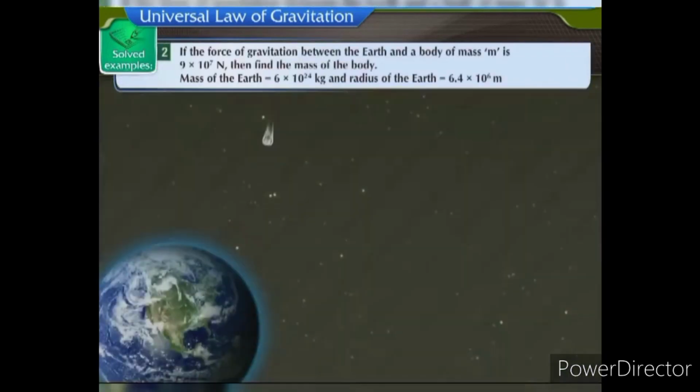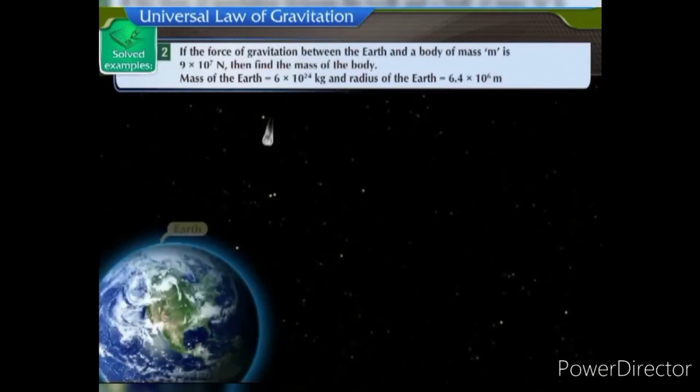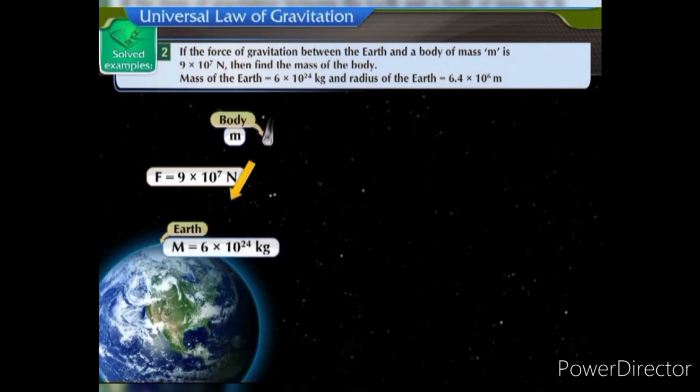2. If the force of gravitation between the earth and a body of mass m is 9 into 10 raised to 7 Newton, then find the mass of the body. Mass of the earth is equal to 6 into 10 raised to 24 kilogram and the radius of the earth is equal to 6.4 into 10 raised to 6 meter.